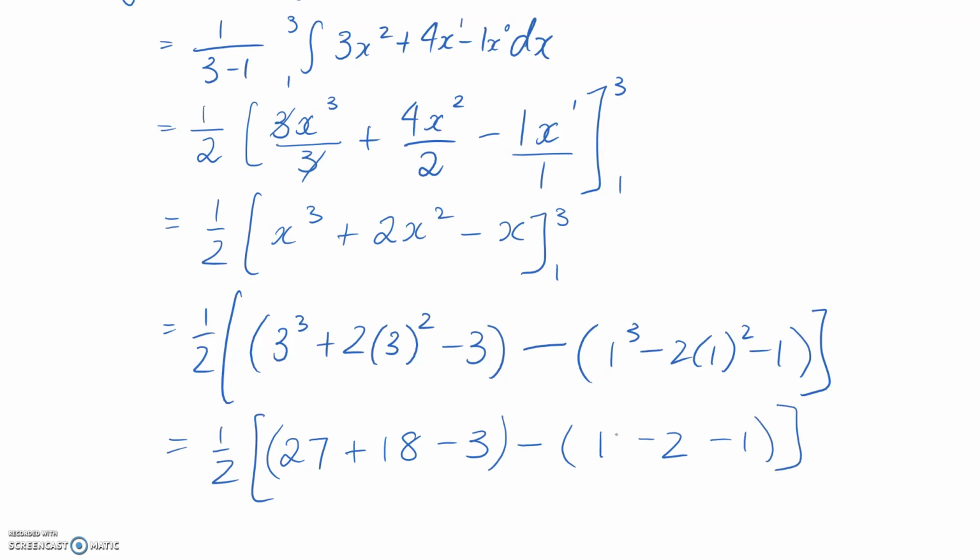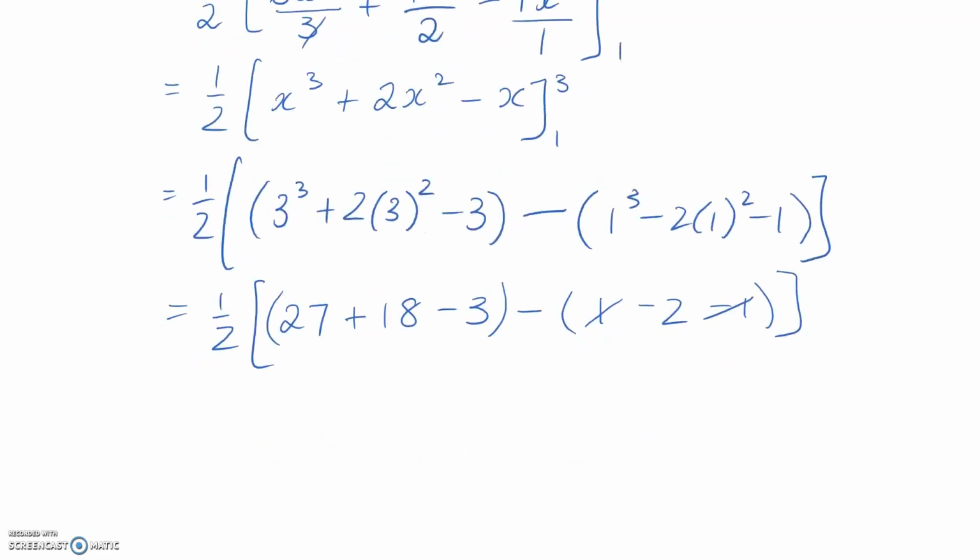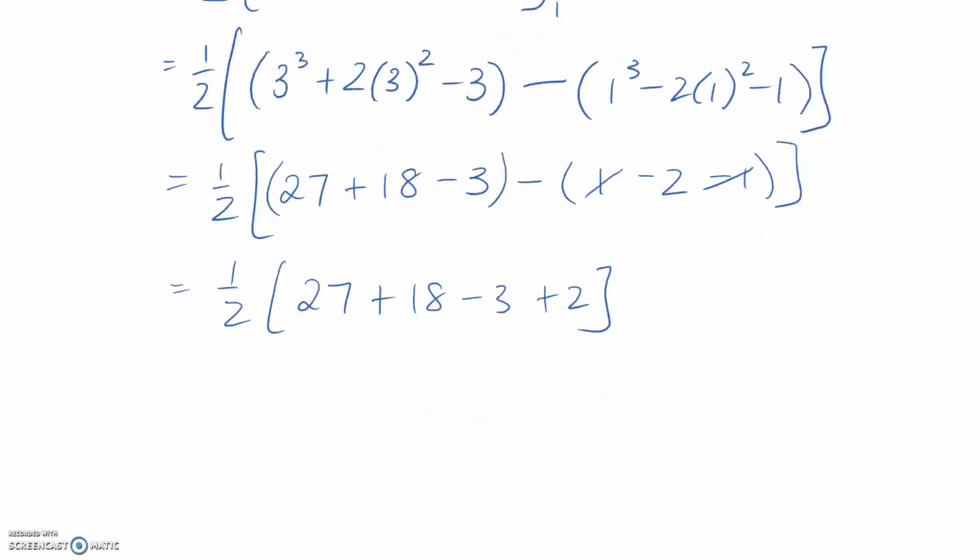So we've got plus 1, minus 1 in the bracket there, so they're all going to cancel out. So it's a half, 27 plus 18 minus 3, we've got a double negative here, which is plus 2. So if you put all of this together, it ends up just being the number 40, and then dividing it by 2 leaves you with 20. So that's going to be the answer there for the average value of the function between x equals 1 and x equals 3.